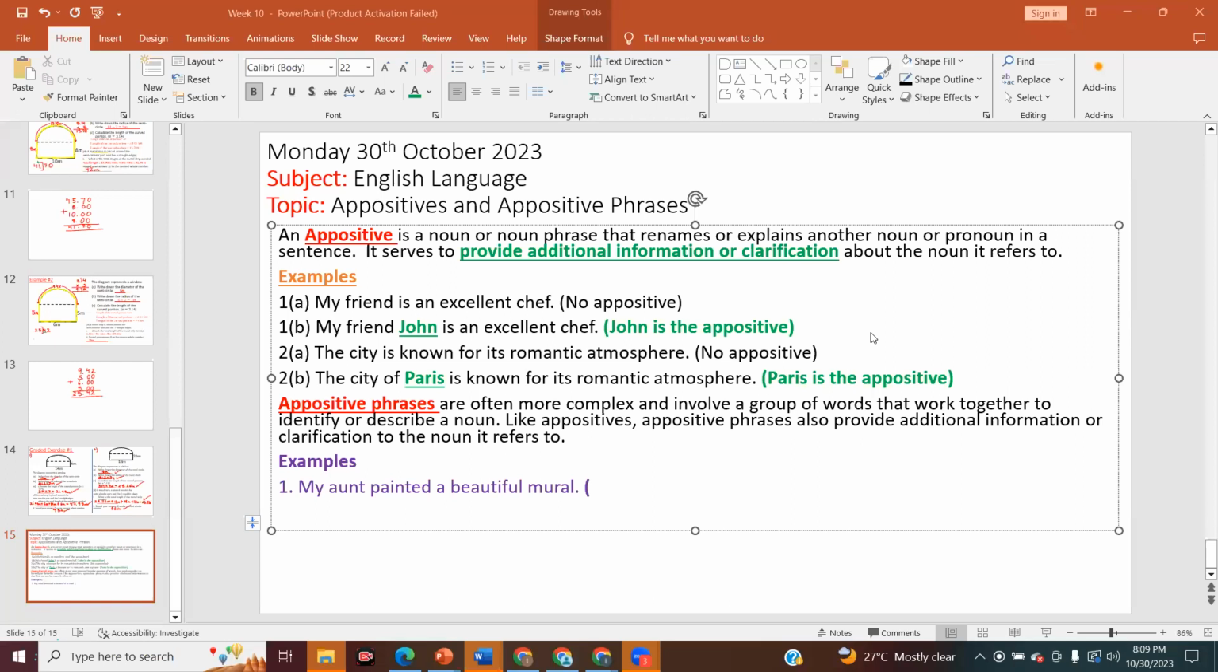Remember, what is the noun in the sentence? My aunt. My aunt, right? Remember, the appositive is going to give us more information about who? The aunt. So nothing in the sentence gives us information about my aunt. All I know is my aunt. I don't know her name. I don't know anything else. So this doesn't have any appositives.